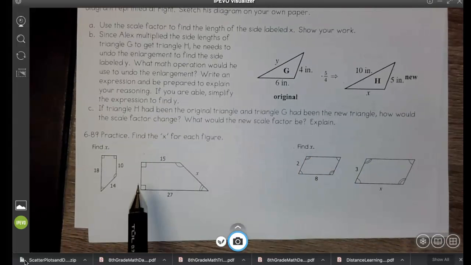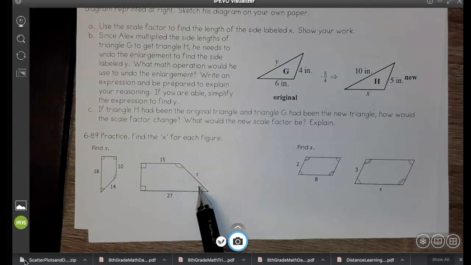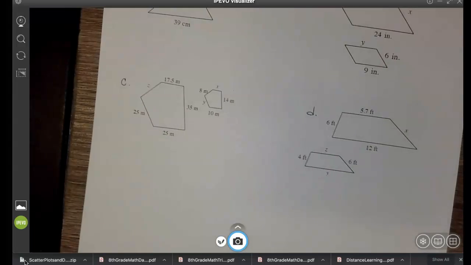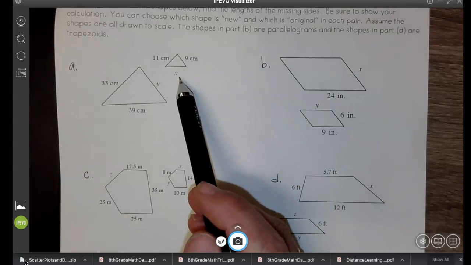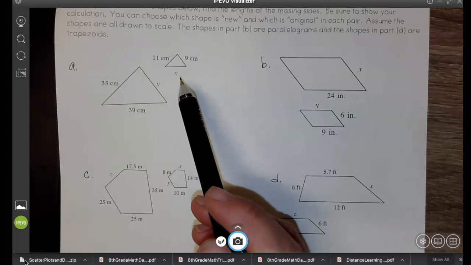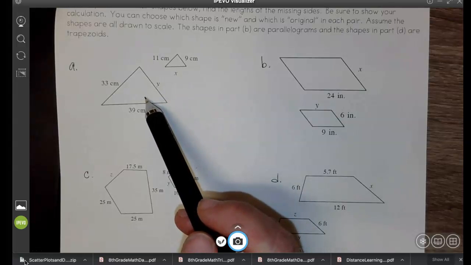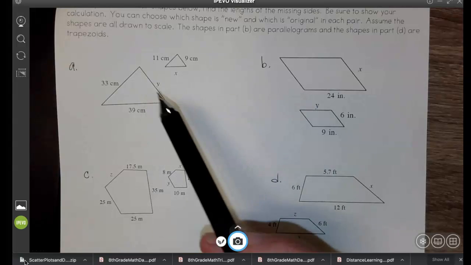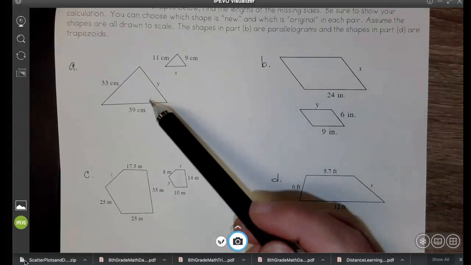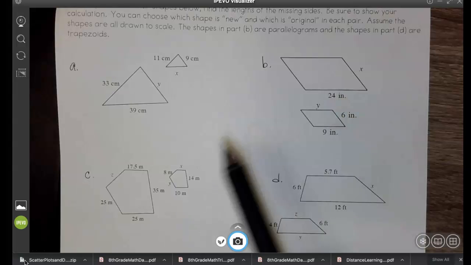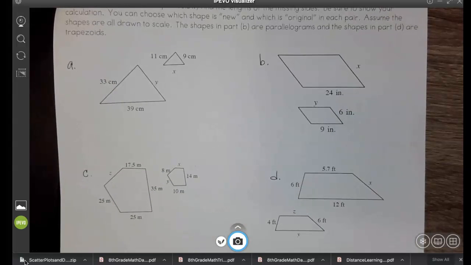Then you're going to have some practice slides with just finding the X or the missing side in each figure. And then you'll have a few more slides where you're finding more than one missing side using scale factor. So again, the ratio that you need to focus on is always new divided by original. It doesn't even matter if you choose this one as original or this one as new. It works both ways. So the last 4 slides that you'll do today are these, and you need to identify all the variables. Like this is an X and a Y, this is an X and a Y, this is X, Y, and Z, and this is X, Y, and Z.